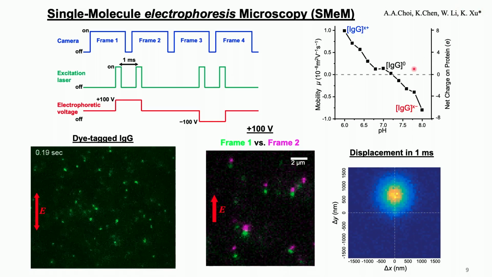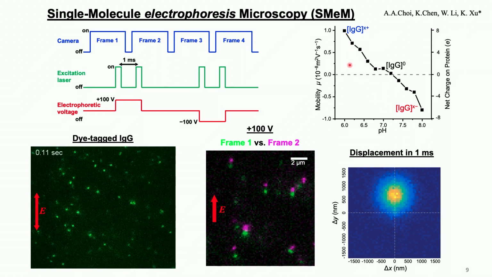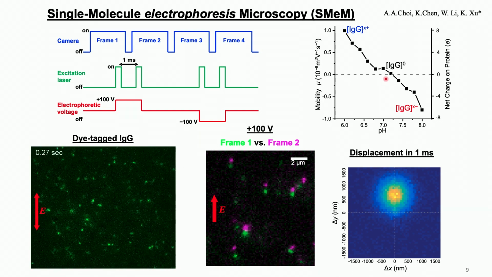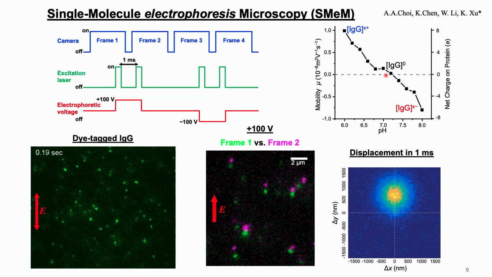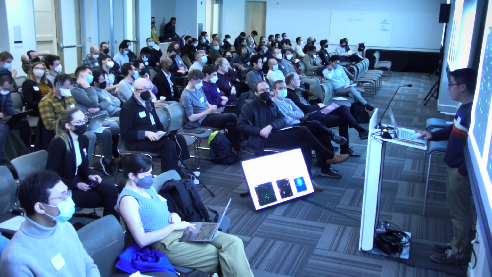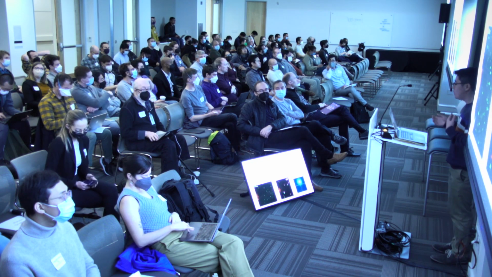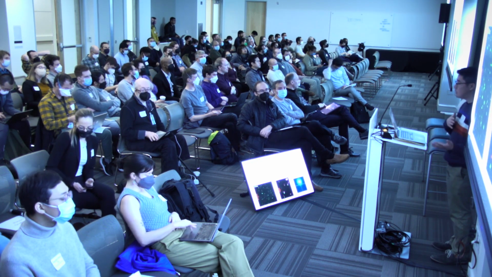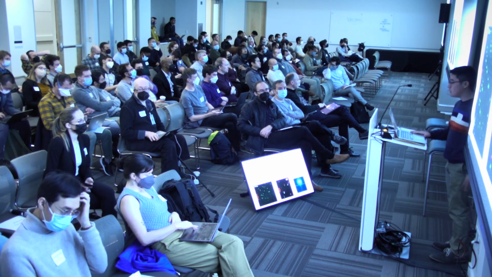In this figure, I'm showing that for the IgG protein, we can both identify the isoelectric point of these single molecules as well as identify different charge states as we change the pH of the solution. And we think this is a really exciting direction, as now we have a multidimensional approach to simultaneously measure not only the diffusivity of single molecules, but also molecular charge.